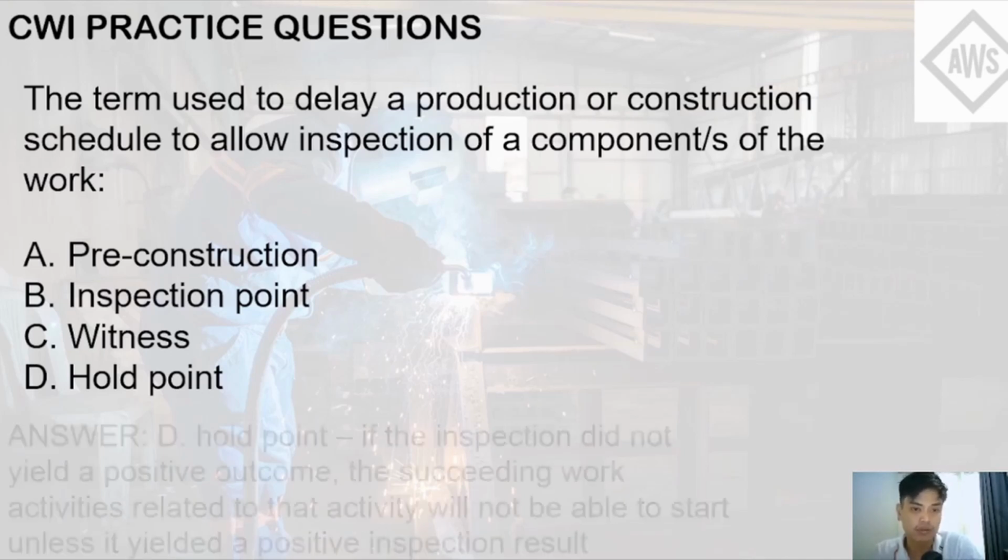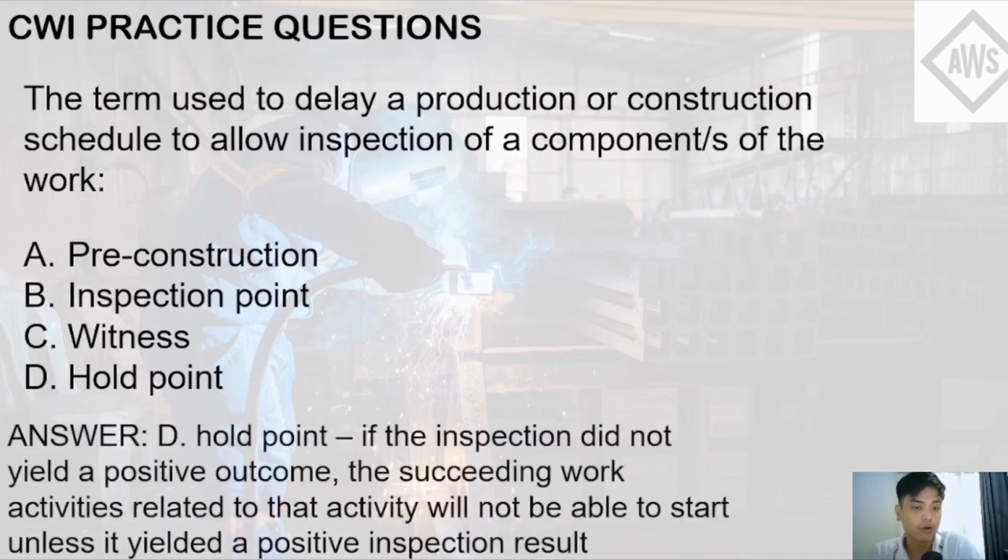So what's the impact of a hold point? The hold point is if the inspection did not yield a positive outcome, the succeeding work activities related to that activity will not be able to start unless the test yielded a positive result. For example, the welding inspector may need to inspect first the weld joint preparation done by the fitters or the welder itself before proceeding with the root pass, the hot pass, etc.